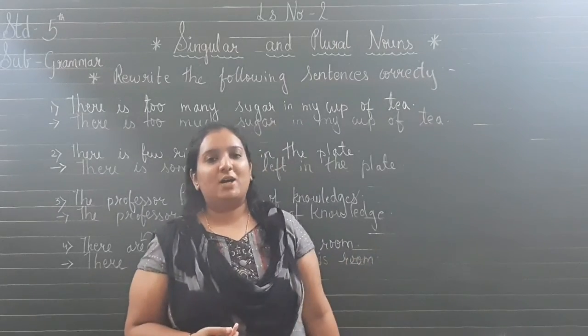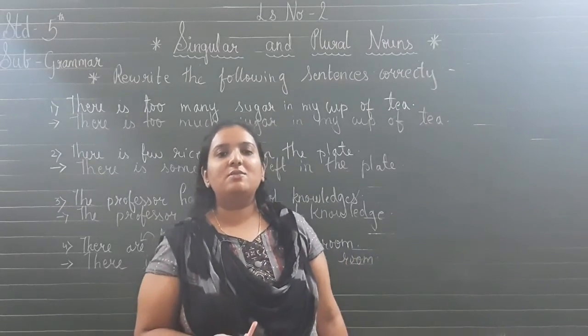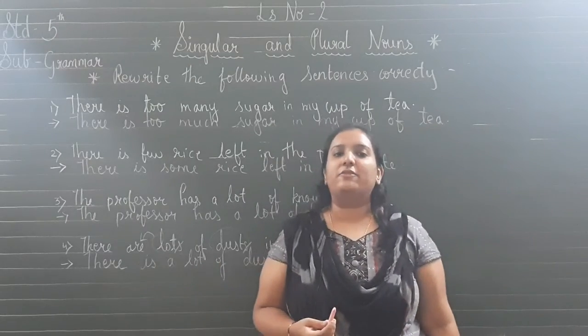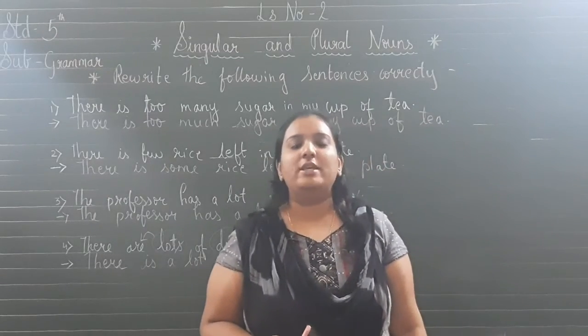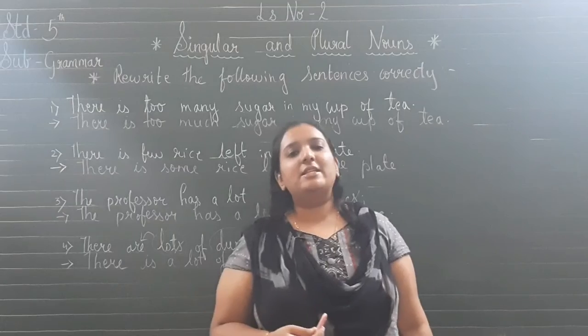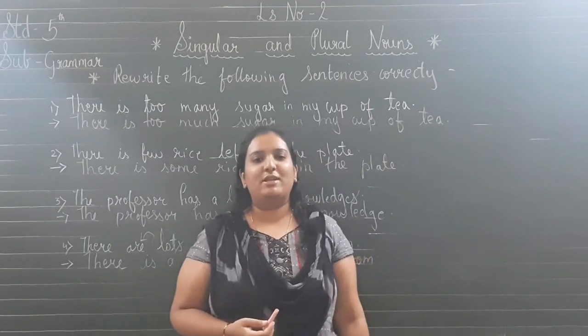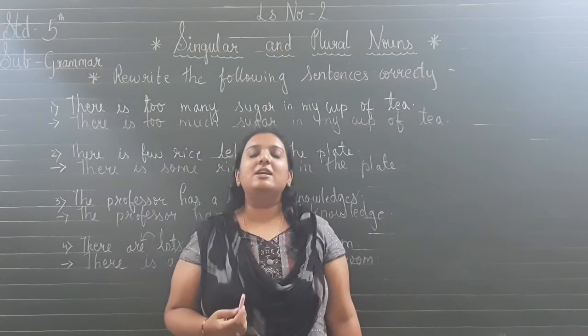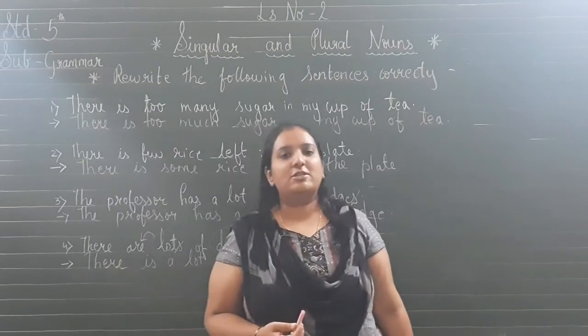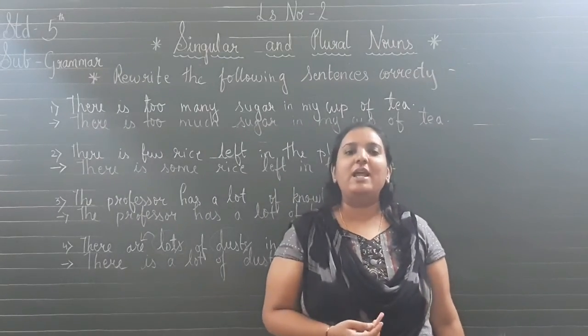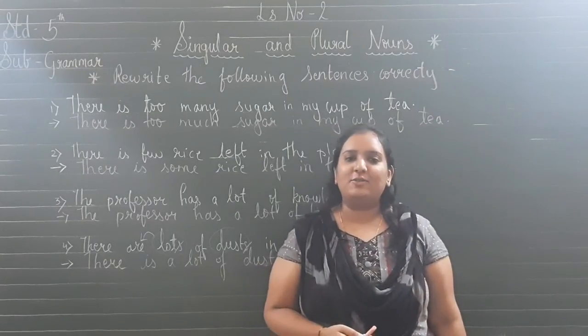Same way goes with countable nouns. What do you mean by countable nouns? Entities or items that we can count are called countable nouns, and the entities or items that we cannot count are called uncountable nouns. In this lesson we have learnt different types of expressions also, that is, what can be used with countable and what can be used with uncountable nouns.